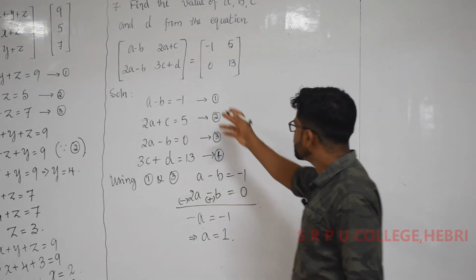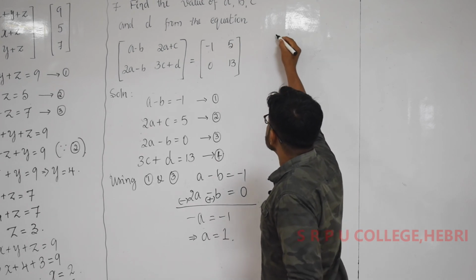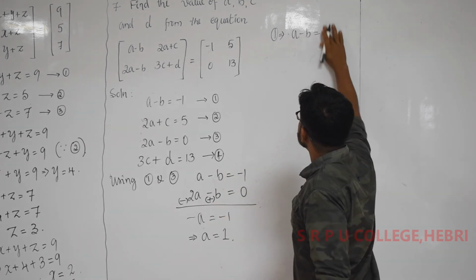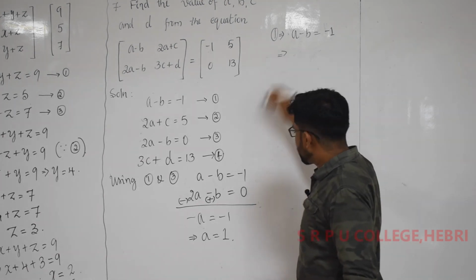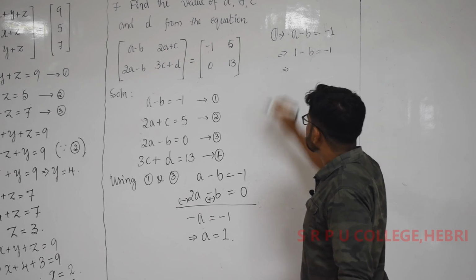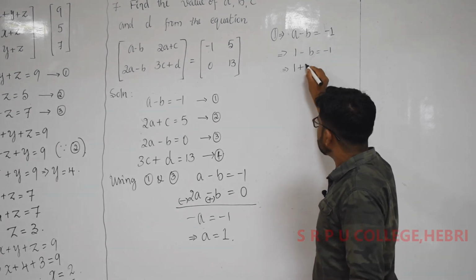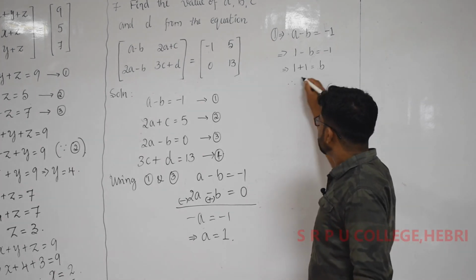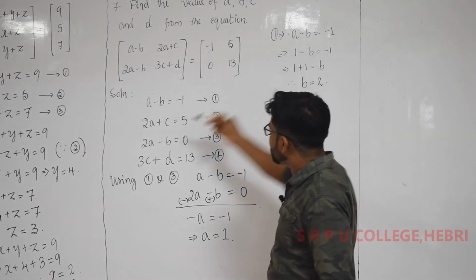Once you got a value, by substituting that we can find other unknowns also. Now use equation 1, a minus b is equal to minus 1. A value already we have, 1 minus b is equal to minus 1. Therefore, you bring minus 1 to this side, 1 plus 1, and b to the other side, minus b becomes plus b. Therefore, b value also we got, b is 2. Using a value you can find c.